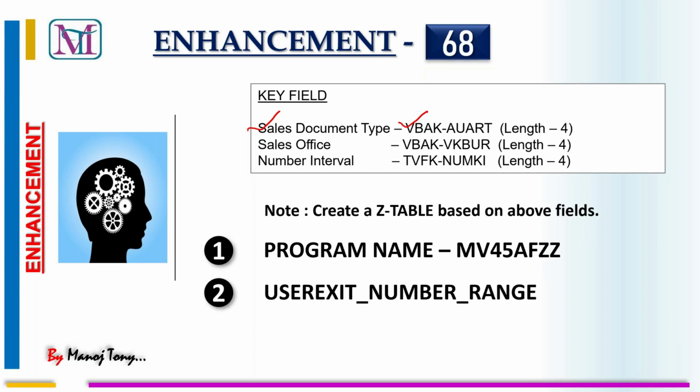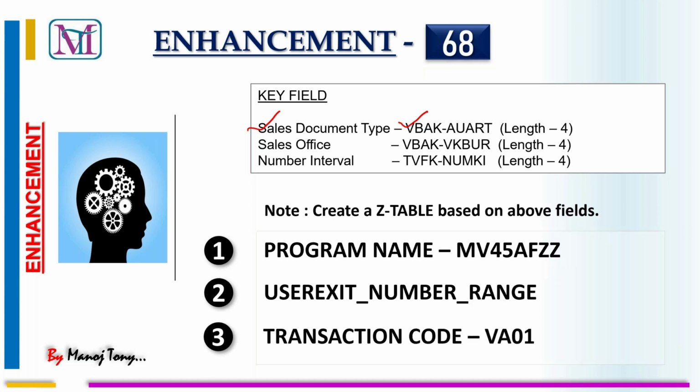Then user exit, we have a standard user exit related to number range, USEREXIT_NUMBER_RANGE. So any number range determination that is not standard, we have to go for the enhancement. And for that enhancement, we have the standard user exit, USEREXIT_NUMBER_RANGE. Then the transaction code, it will work for VA01, sales order creation transaction code.